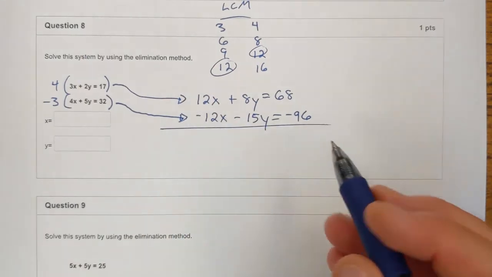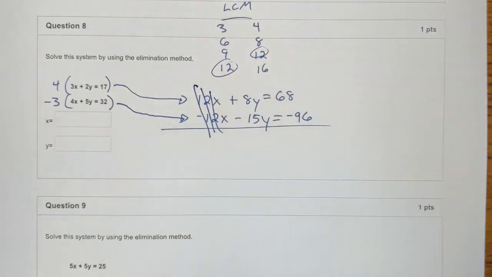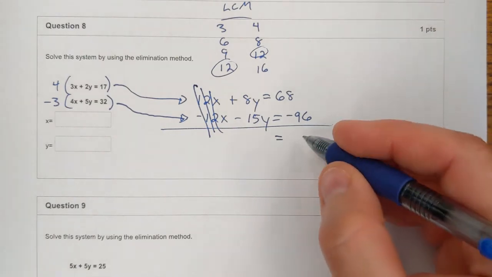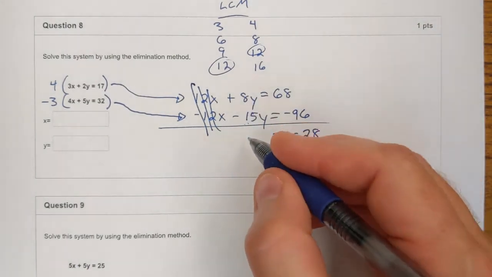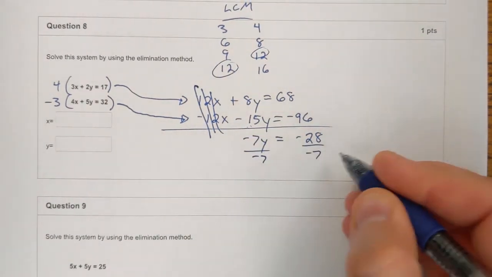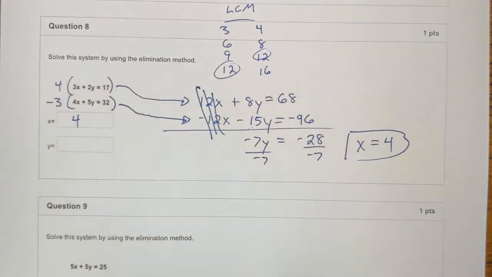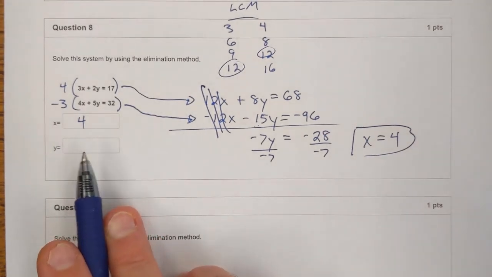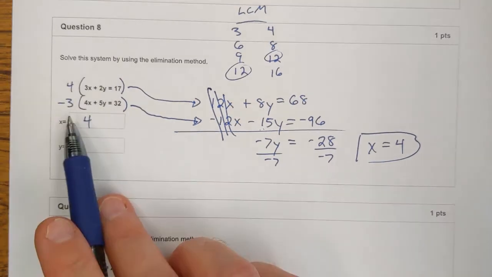Now I have my opposites, 12x and a negative 12x. When I add these together, those are going to cancel out. 68 plus negative 96 is negative 28. 8y plus negative 15y is negative 7y. Divide both sides by negative 7, and y is equal to 4. Okay, and again, I'm going to let you finish the rest on your own. You would have to go through now and solve for the other variable, but this is the setup. In some cases, you have to multiply both of your lines.